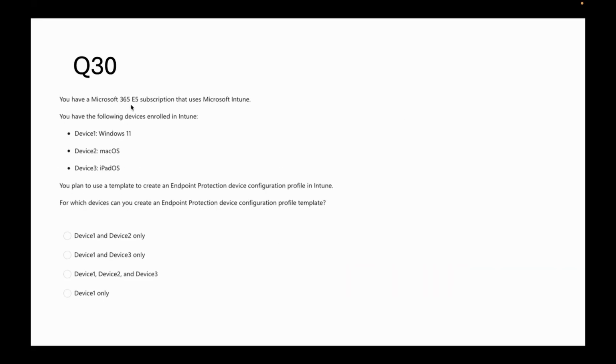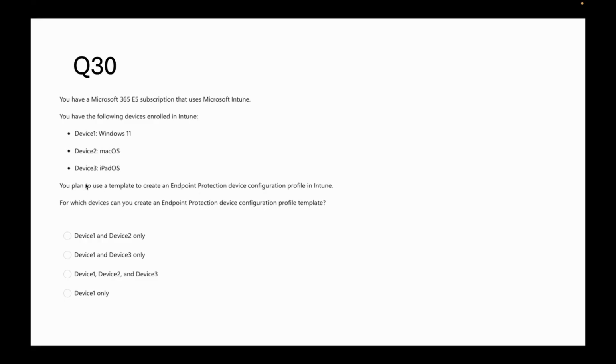Okay. Next question number 30. You have a Microsoft 365 E5 subscription that uses Microsoft Intune. You have the following devices enrolled in Intune. Device 1, Windows 11. Device 2, Mac OS. Device 3, iPad OS. You plan to use a template to create an endpoint protection device configuration profile in Intune. And for which devices can you create an endpoint protection device configuration profile template?